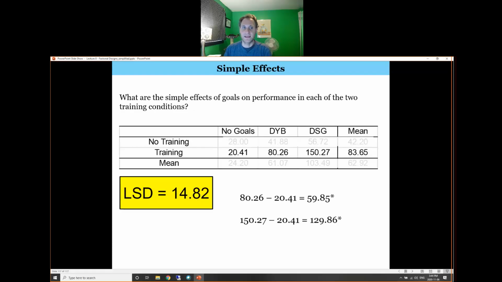I can go ahead and do the same thing within the training condition. Here, they were all different from each other, which makes sense. Remember how my interaction was more fanned out under the training condition than under the no training condition.